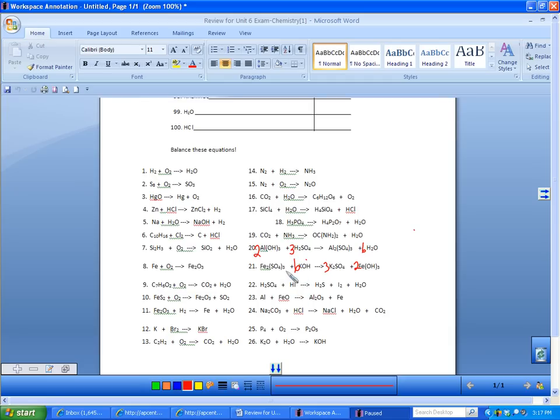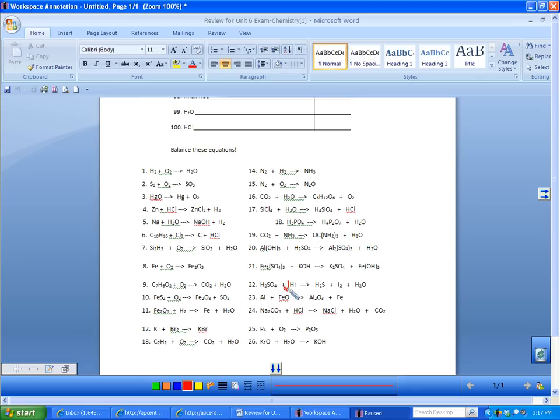So 6 hydrogens, 6 hydrogens. 12 and 6 is 18 oxygens, so that one's done. 2 hydrogens plus another one there, so it's kind of goofy. I'll save them to the last. 1 sulfur, 1 sulfur. 1 iodine, 2 iodines.